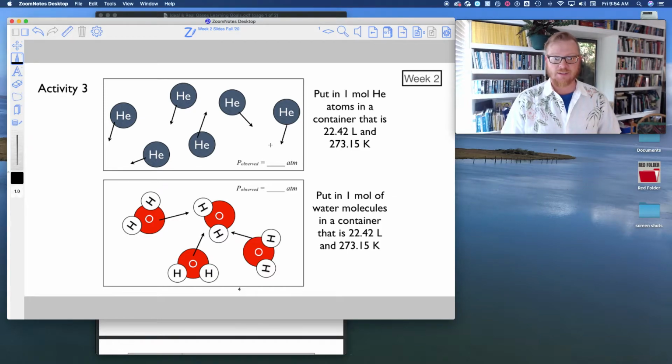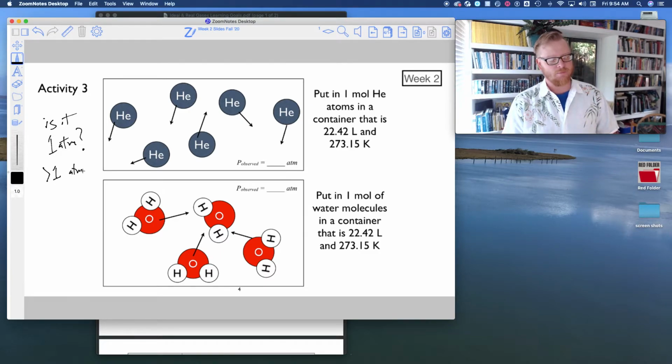Okay? And I'll give you some ranges, okay? We'll just say, is it 1 atm? Is it greater than 1 atm? Or is it less than 1 atm? Okay, so think about what that is for this case of helium.